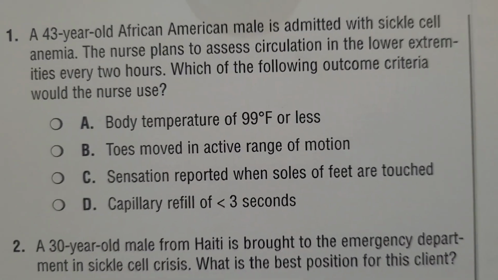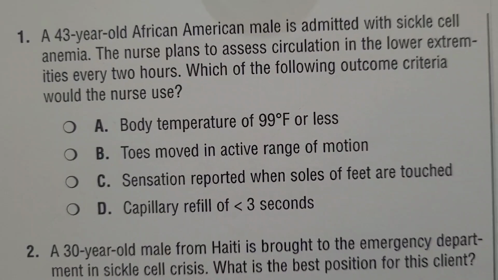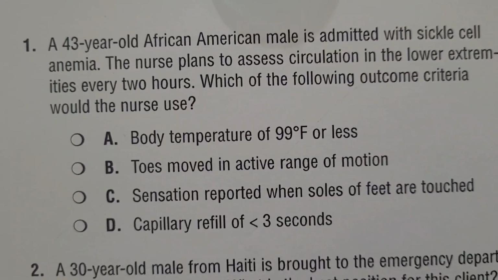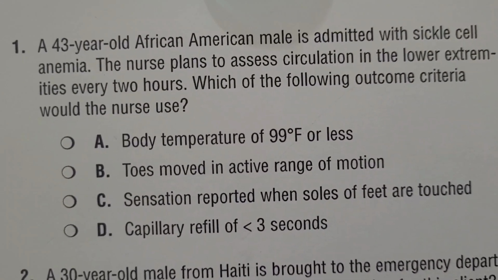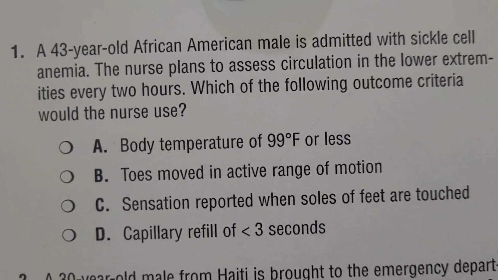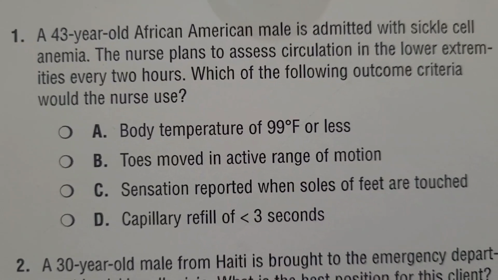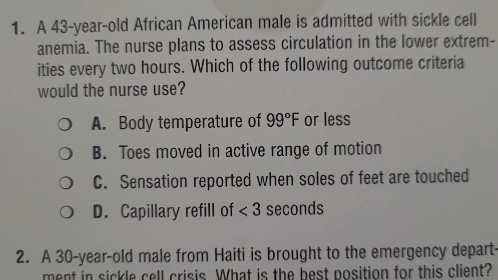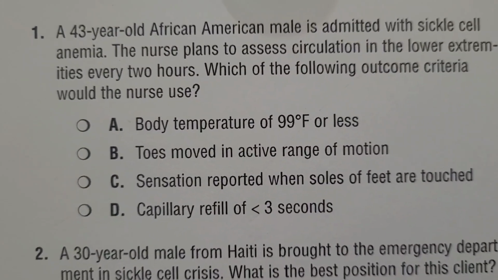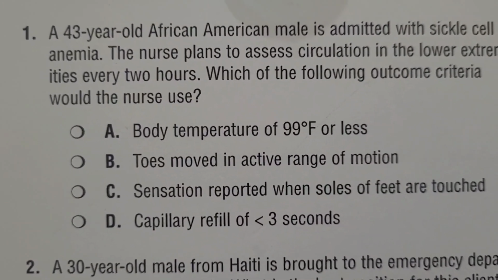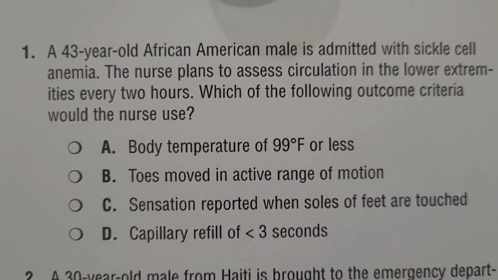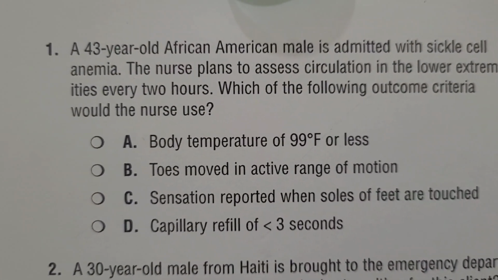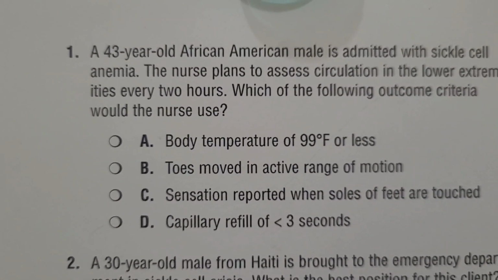So our correct option is D, capillary refill less than 3 seconds, because it is important to assess the extremities for blood vessel occlusion in the client with sickle cell anemia, because a change in capillary refill would indicate a change in the circulation. So if the capillary refill is less than 3 seconds, this is the best criteria to check the circulation of the lower extremities. I hope you understand. Now we will go to the next question.